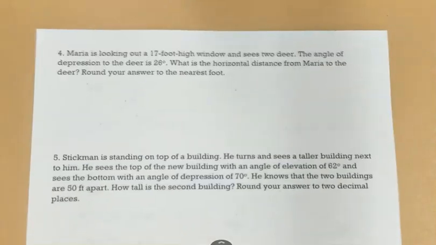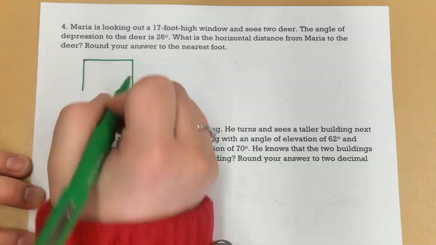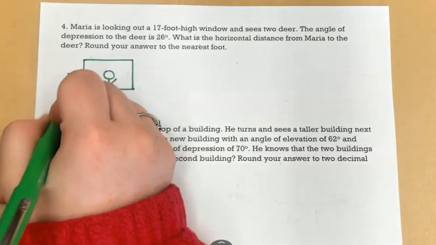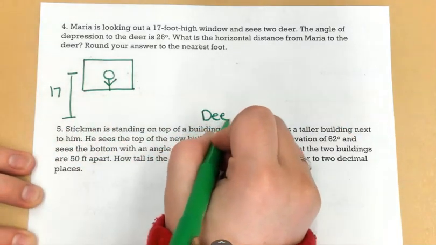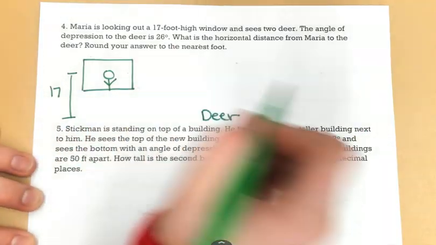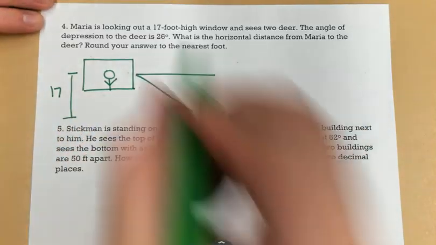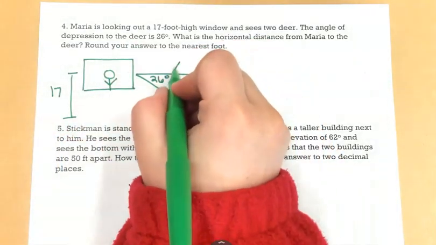Wrapping this up on the back, Maria is looking out a 17-foot high window and sees 2 deer. So here is my window, here's Maria. She is 17 feet above the ground, and she's looking at some deer. The angle of depression to the deer is 26 degrees. So if that's my line of sight, looking down at the deer, this is the 26 degrees. What is the horizontal distance from Maria to the deer?